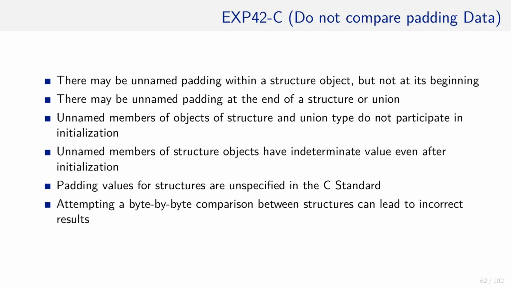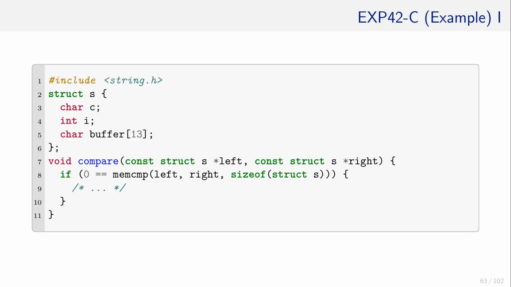Rule EXP42C discusses the comparison of structured data. Invisible to the developer, sometimes padding might be added to the elements of the struct as well as union. Here is an example. Imagine there is a structure and a function is needed to compare the content. The implementation is quite smart.